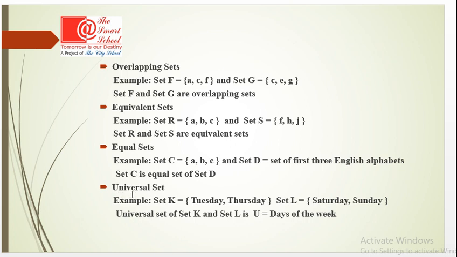Now universal set. Universal set contains elements of all the sets under consideration. For example, set K has elements Tuesday and Thursday, and set L has elements Saturday and Sunday. And the universal set of set K and set L is days of the week. So the universal set of these two sets is set U, which has the elements days of the week, which is related, and it is called its universal set.